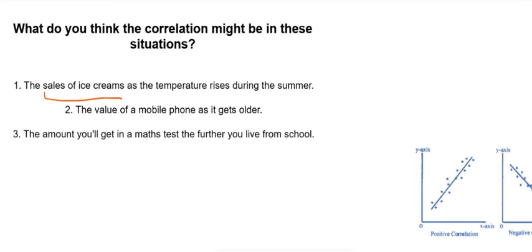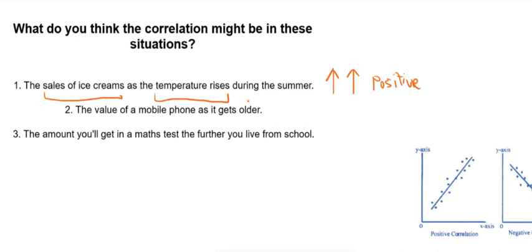So the sale of ice creams as the temperature rises. The two events here are sale of ice cream and temperature rising. You should be able to see that as the temperature goes up during the summer, the sale of ice creams will also go up. Depending on how hot it is, generally speaking, the sale of ice creams will get more. So this is an example of two things going up together. That's an example of positive correlation.